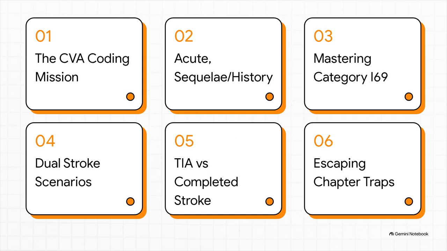Here is our roadmap for the session. First up, the CVA coding mission. Then, acute, sequelae, or history. Third, we're mastering category I69. Fourth, dual stroke scenarios. Fifth, TIA versus completed stroke. And finally, escaping Chapter 9 traps.